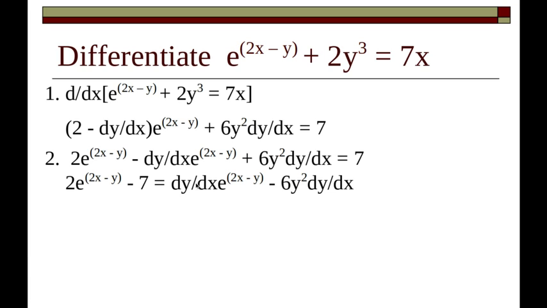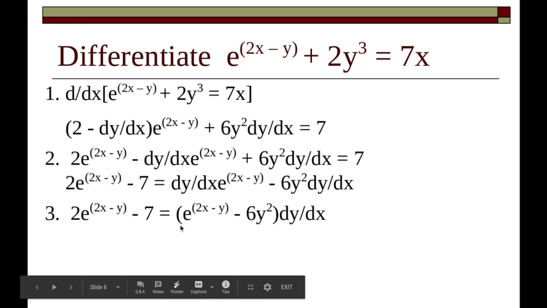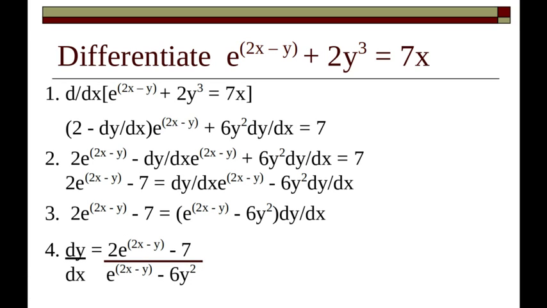So that was step 2. We got the dy/dx terms on this side. Now we're going to factor out dy/dx from that side. We've got e to the 2x minus y minus 6y squared. And then the last step is just to divide over this factor and reduce anything if we can, but I don't think anything's going to reduce. This is as simplified as we can get. So 2e to the 2x minus y minus 7, all over e to the 2x minus y minus 6y squared.